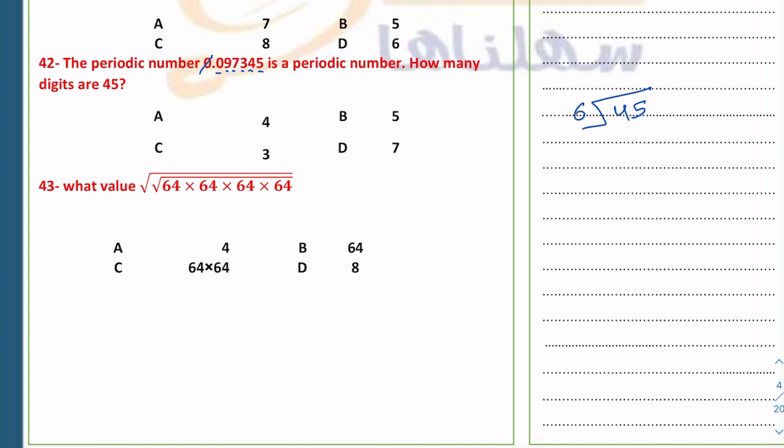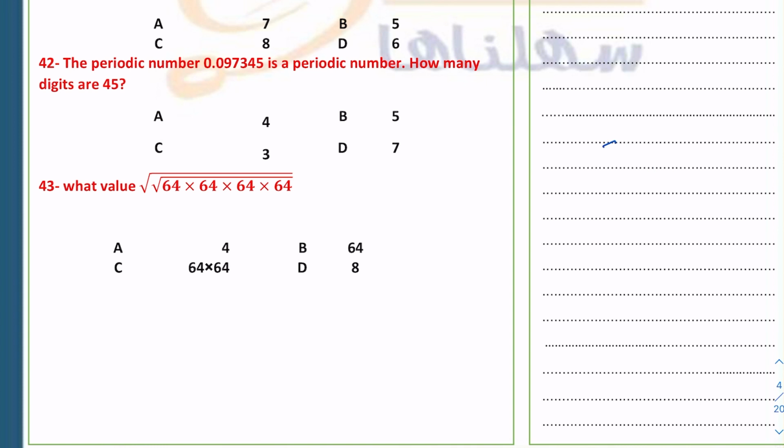45 divided by 6 will be 6 times 7, 42. Subtract, it will be 3. So I will count which one is the third digit, and I will start from here. First, second, third. It's 7. And we finish.